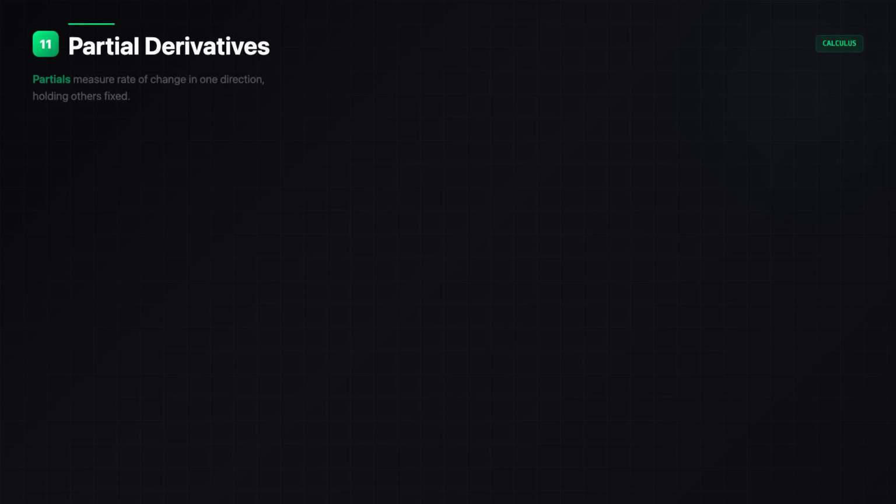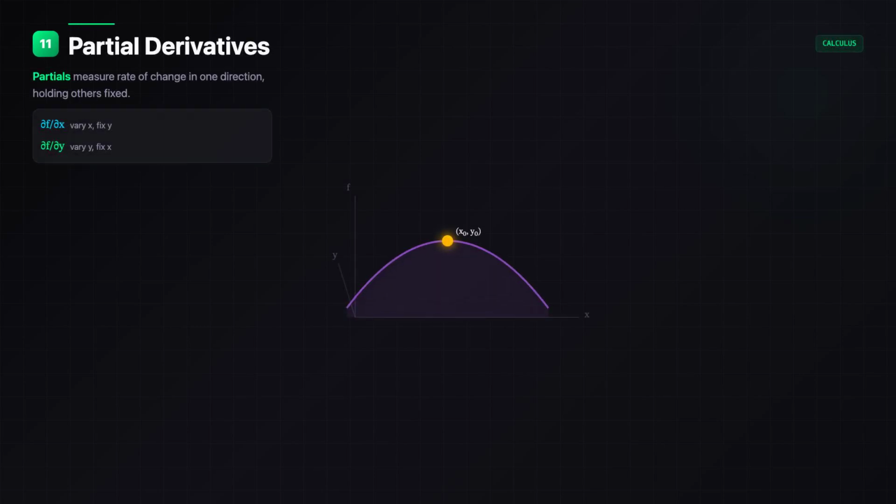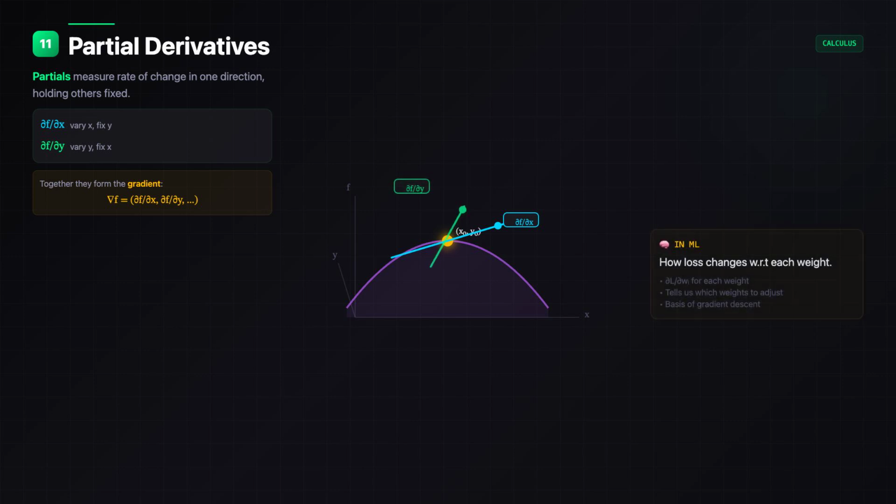Partial derivatives measure change in one direction, fixing others. Together, all partials form the gradient. We compute partial L, partial W for each weight. This tells us which weights to adjust.